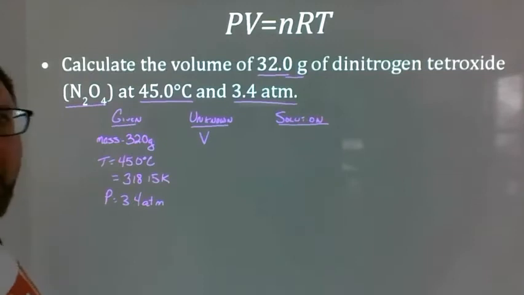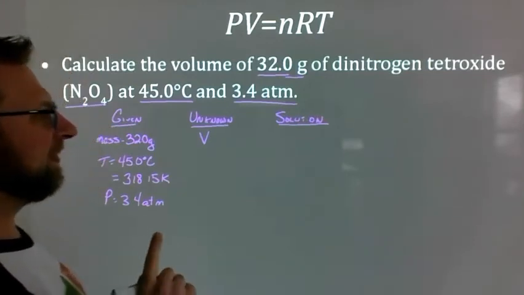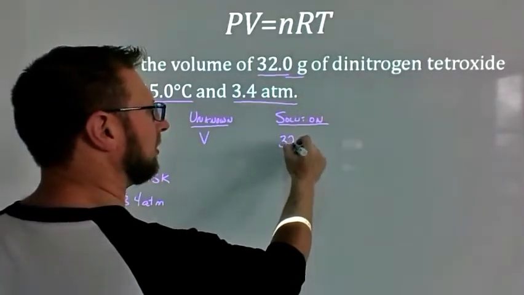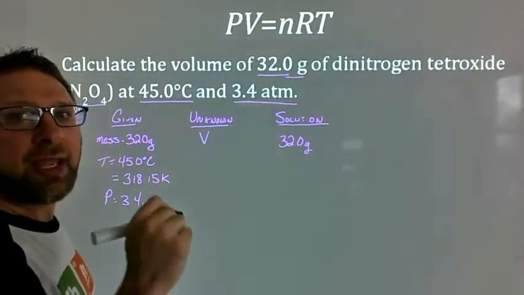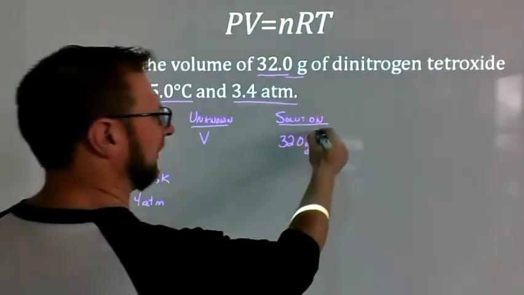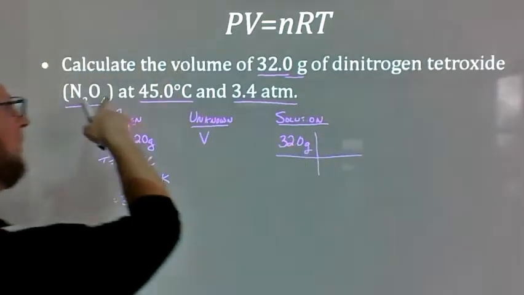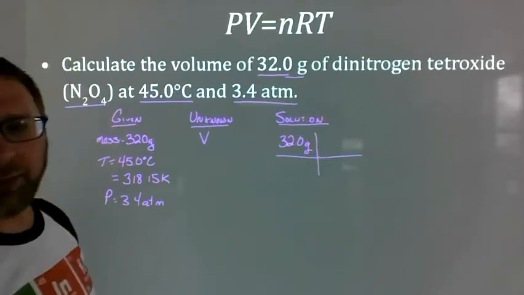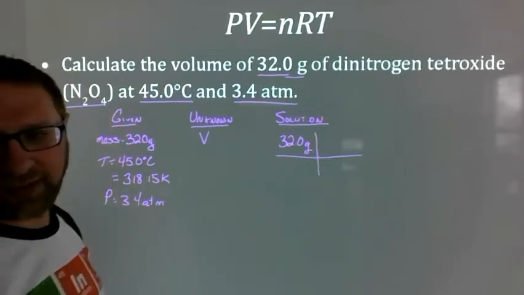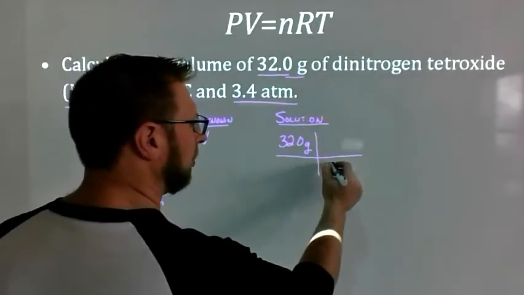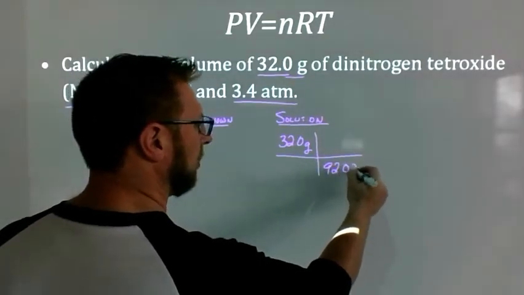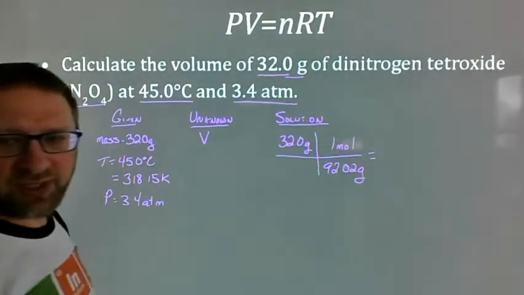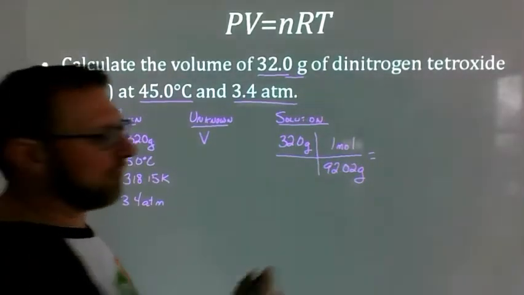We know we're going to need PV equals nRT for this problem. But before we get there, we better make this conversion of 32.0 grams of N2O4 into moles. I did a little work ahead of time. The reason I put the formula in here is we're going to need the molar mass for N2O4. So we add up 2 nitrogens, 4 oxygens. I did this earlier and I came up with 92.02 grams for every 1 mole. And that computes out to 0.348 moles.